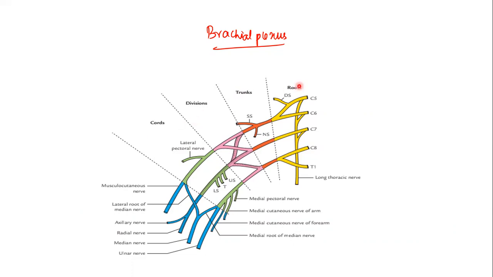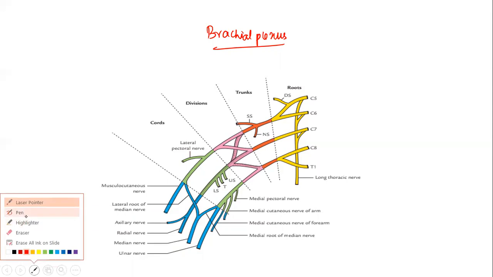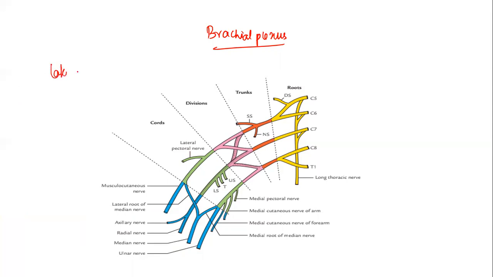So if you appreciate, yes, roots, trunks, divisions, cords, and this is my lateral cord of the brachial plexus. Yes, this is my medial cord. Can you appreciate this Y-shaped structure? So from the lateral cord, you have got the lateral root of the median nerve, and from the medial cord, you have got the medial root of the median nerve, both of which are going to fuse together to form what is called the median nerve. So the median nerve arises from two roots. One is the lateral root from the lateral cord, and the other one is the medial root from the medial cord. Both are going to fuse together. So this is the introduction that you have to give.